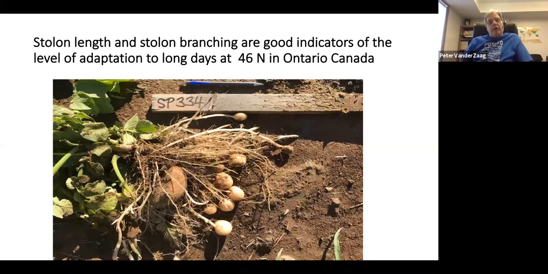And just to look at it more carefully, this is another clone that's growing here in Ontario, Canada. You see this is a plant growing in mid-season, and you see rather long stolons. In fact, you see some plants that even have branching on the stolons, which is not really what you want. And this will be a late maturing clone, but as the fall season comes along, it'll be able to tuberize better. But likely this clone will be rejected because the stolon length simply is too long, so the adaptation to long days just isn't quite there.